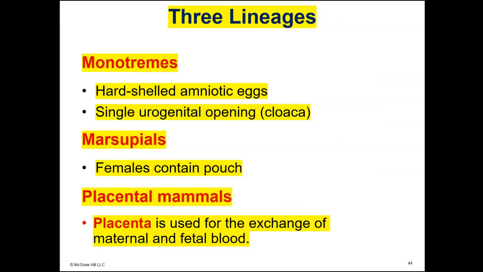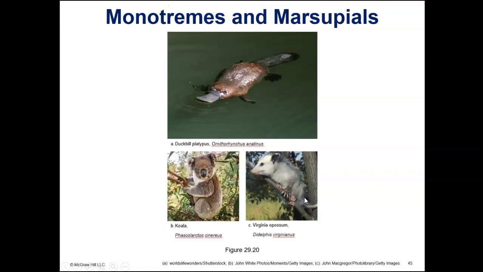And so we've got monotremes, which lay hard-shelled amniotic eggs and have a cloaca like birds and reptiles, which is a single urogenital opening. So basically they lay eggs in the same place that they release their waste. Marsupials, just like a chicken. In the marsupials, the females contain a pouch, and in the placental mammals, the placenta is used for the exchange of maternal and fetal blood.